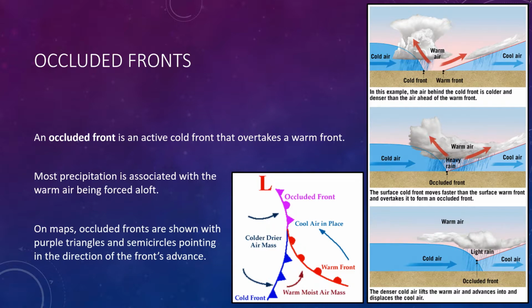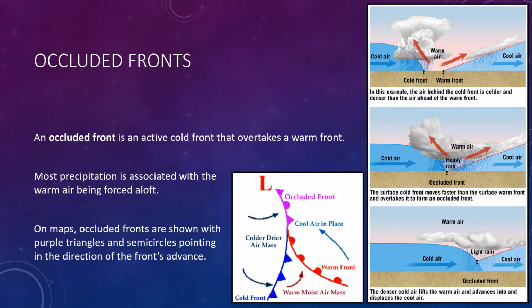On a weather map, occluded fronts are shown with purple triangles and semicircles, both pointing in the direction of the front's advance. So note, because it's a cold front catching up to a warm front, we combine the blue and red colors to give us purple, and so we combine the triangle and semicircle shapes. And again, the precipitation here is typically formed because the warm air is being forced upward. You basically have two wedges of cold or cool air coming together, so the warm air is forced to move up.